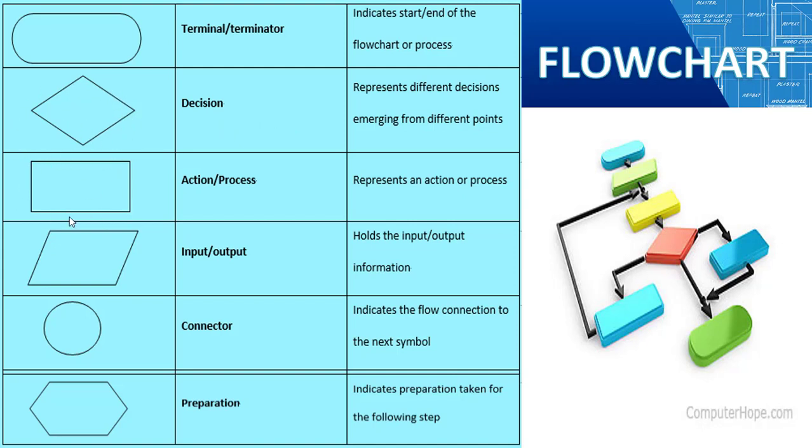The next symbol is rectangle. It is used for process. In order to do any kind of calculations or processing, we use this process symbol. The next symbol is the input and output symbol. This is a parallelogram which is used to give the input or to display the output. The next symbol is connector. Connector is used to connect one part of the program to another. When there is no sufficient place on one page and we are going to the next page, we use a connector and connect the flow chart.